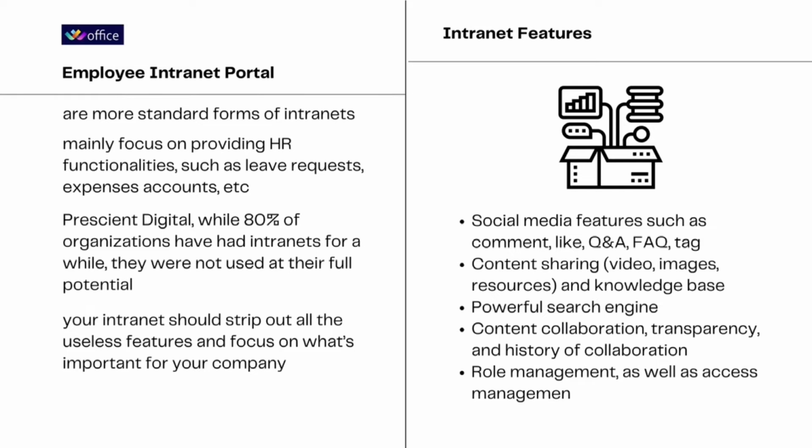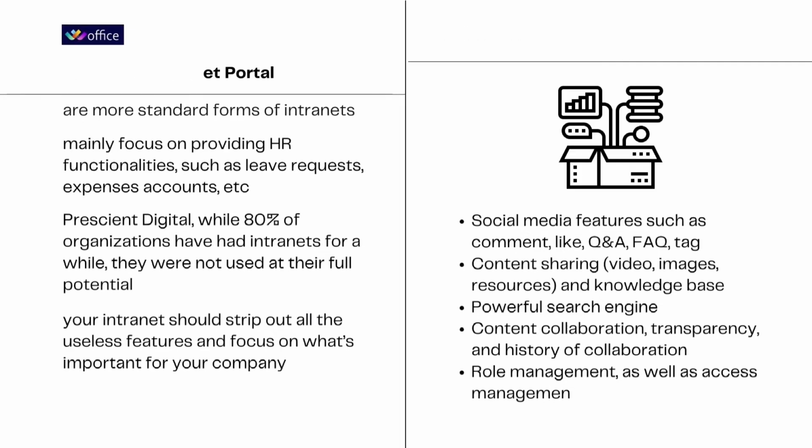Intranet features. Some useful intranet features include social media features such as comments, likes, Q&A, frequently asked questions, tags, content sharing and knowledge base, a powerful search engine, content collaboration, transparency and history of collaboration, and role management as well as access management. Do you need more employee engagement? Are your leave requests managed effectively? Add them to the list of features. Eventually, focus on this North Star: making your employees' lives easier and better together.